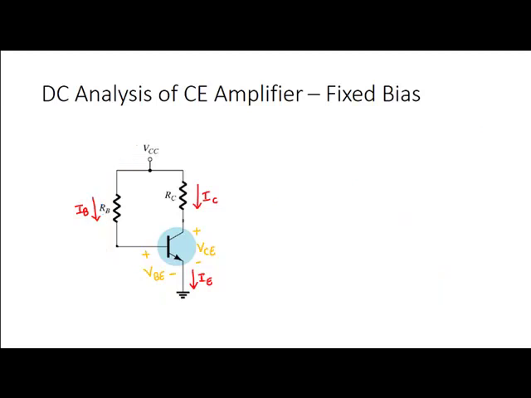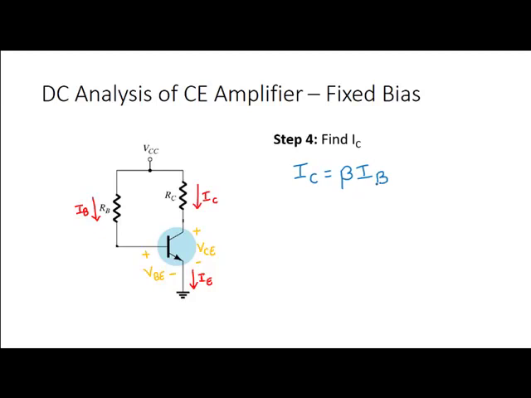Next step is to find the collector current IC. So collector current IC is this current, and in a BJT we know this IC is always equal to beta times IB.